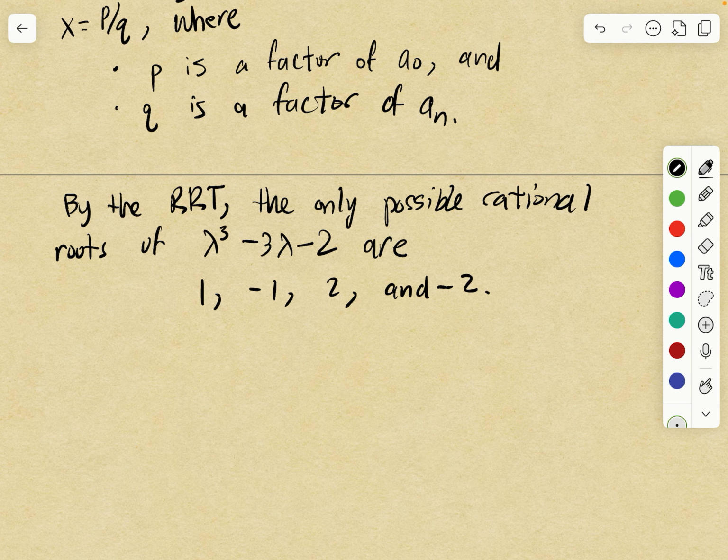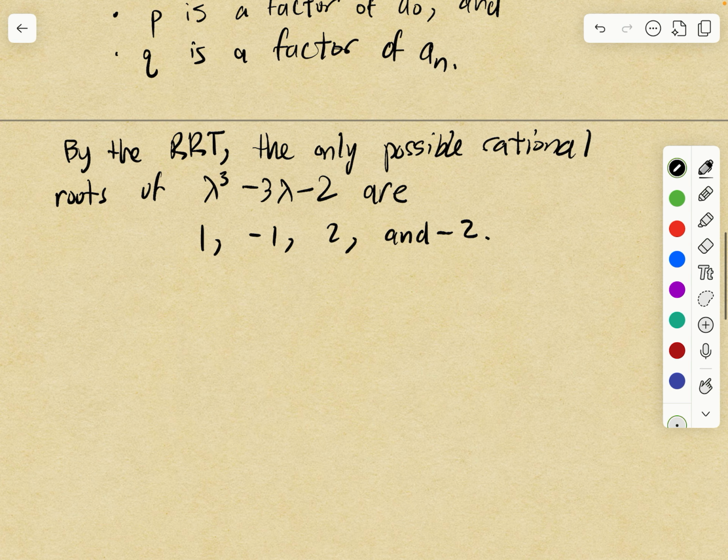So anyway, going back to this example, we can just test the possible rational roots and see if they work. There's no point in testing 3 or negative 3 or 4 or negative 4. We know by the rational roots theorem that those are not going to be roots. There's only 4 possible rational roots, and so you test them. If you test 1, you get 1 minus 3 minus 2. That doesn't make 0, so that doesn't work. If you test negative 1, you get negative 1 plus 3 minus 2, which works because you get 0.